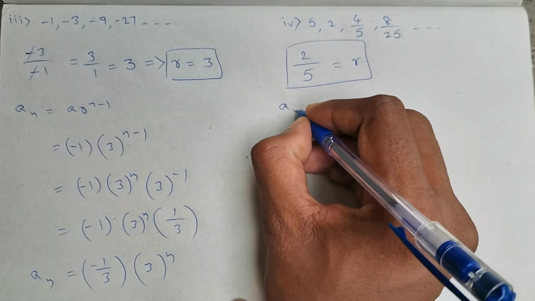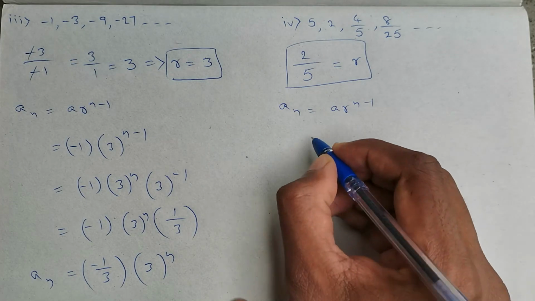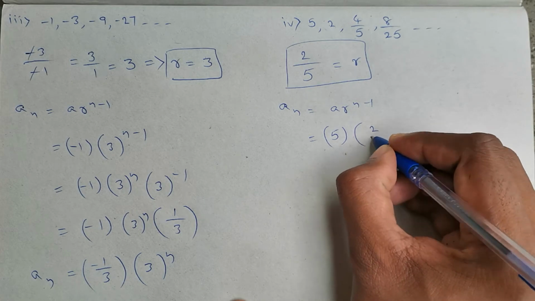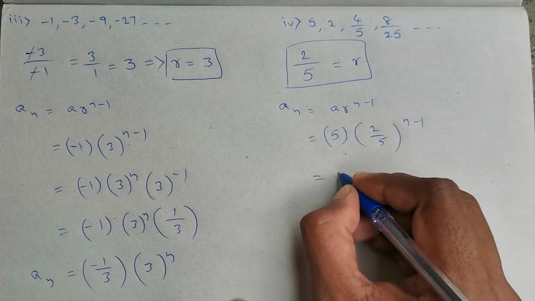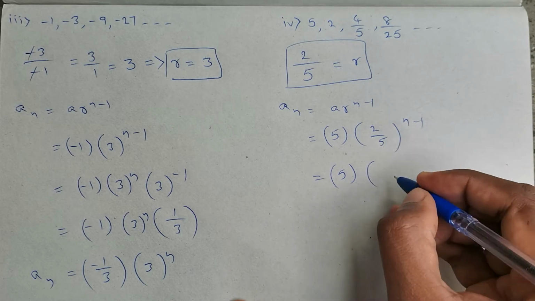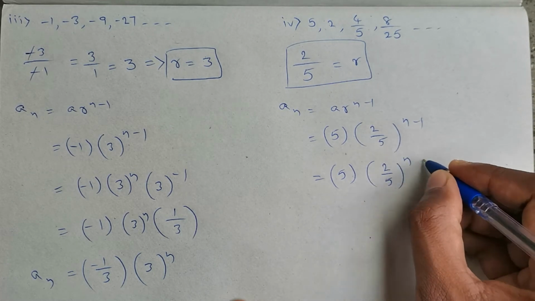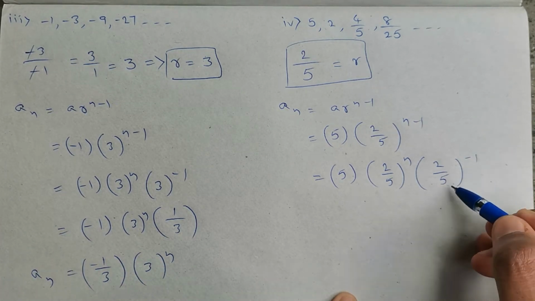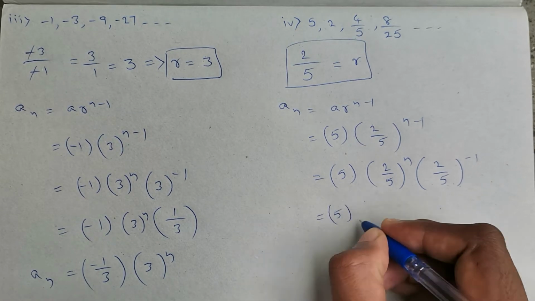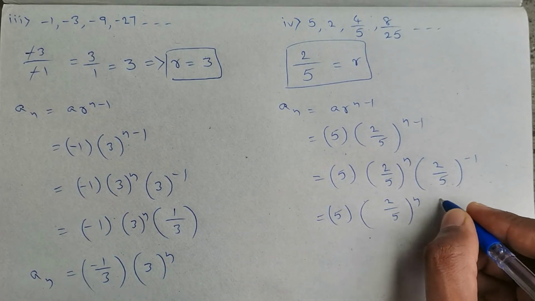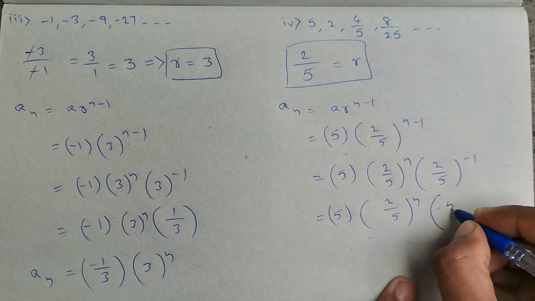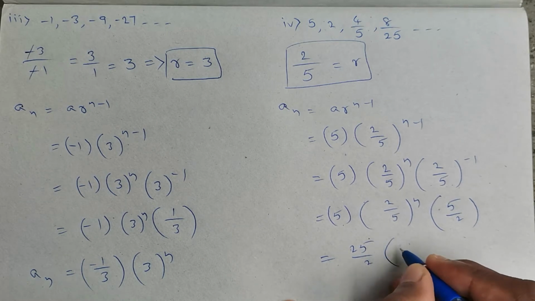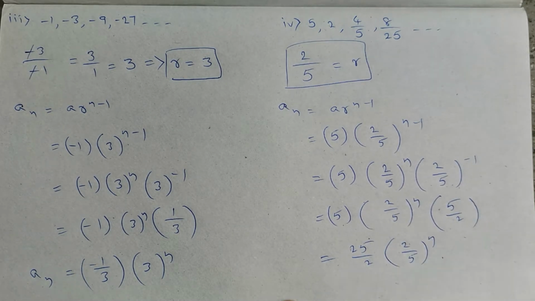Now we need to find a_n. a_n is equal to a into r power n minus 1. So the a value, the first term, is 5 times r power, the r value 2 by 5, whole power n minus 1, which is equal to 5 into 2 by 5 whole power n minus 1, which can be written as 2 by 5 whole power n into 2 by 5 whole power minus 1. Here the power is negative, so we will reciprocate this term. 5 as it is, into 2 by 5 whole power n as it is, into this 2 by 5 will become 5 by 2. So now 5 into 5 by 2, that is 25 by 2, into 2 by 5 whole power n.